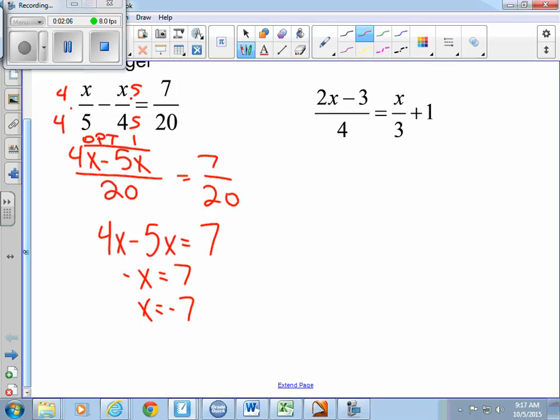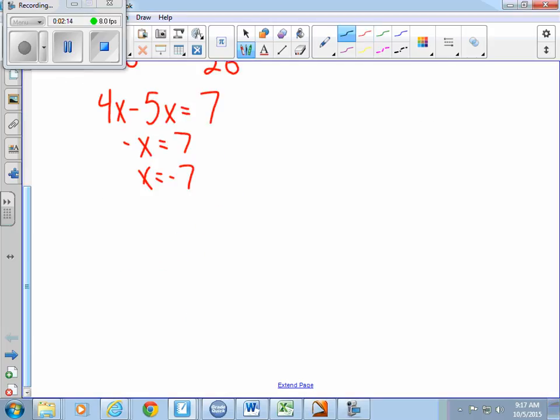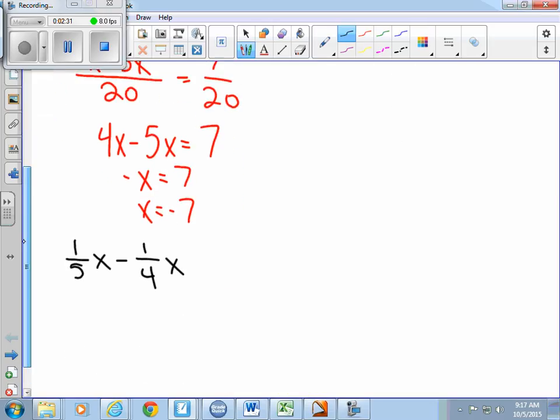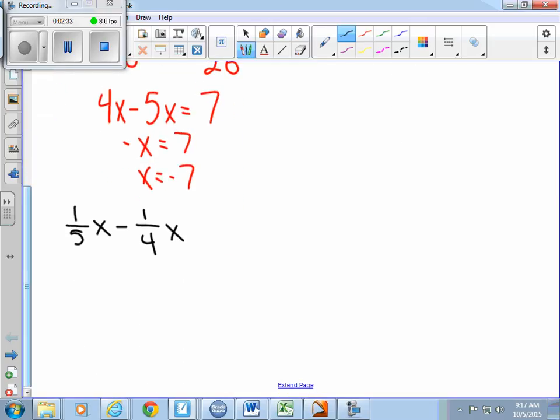How many of you are really bad at common denominators and fractions as well? Okay, so let's look at another option, still algebraically for now, and then I'll show you the third option, which is the calculator. Isn't x over 5 the same as 1/5 x? And isn't x over 4 the same as 1/4 x? Everyone agree?